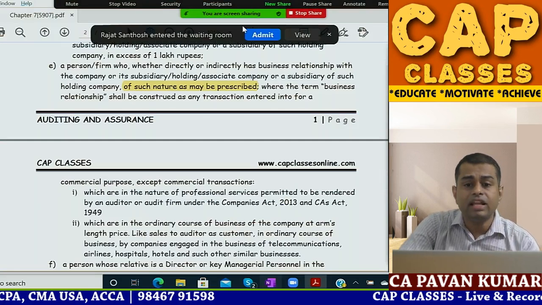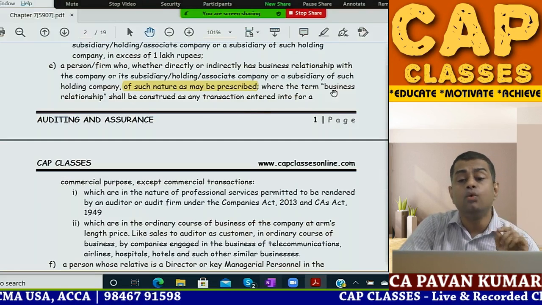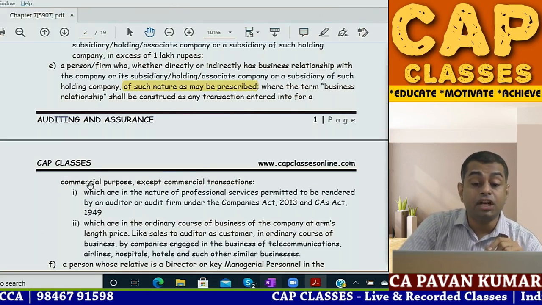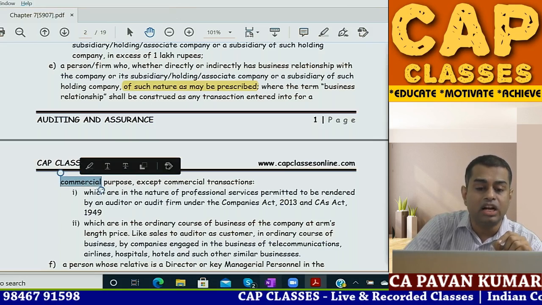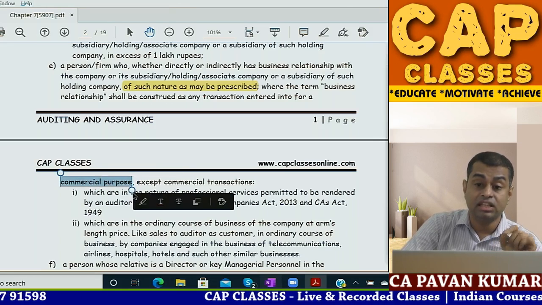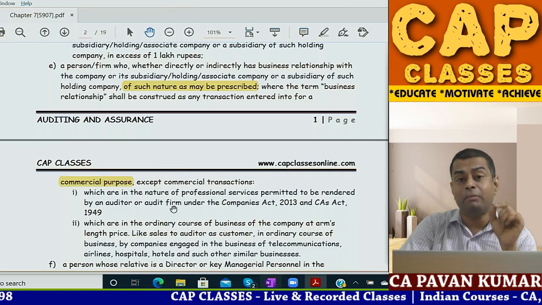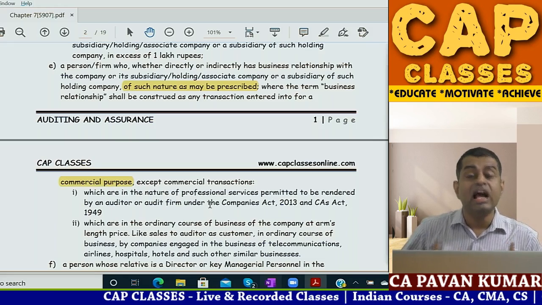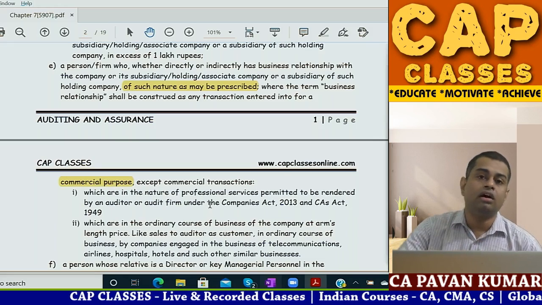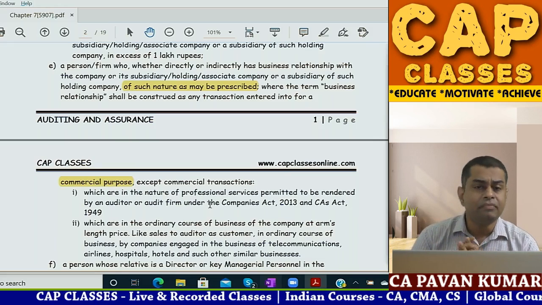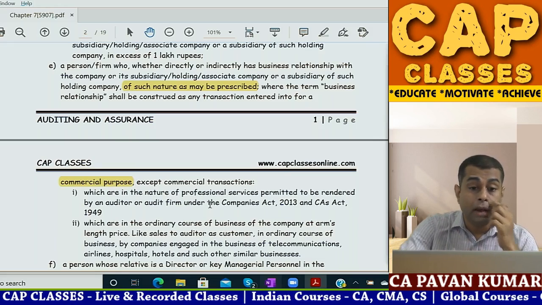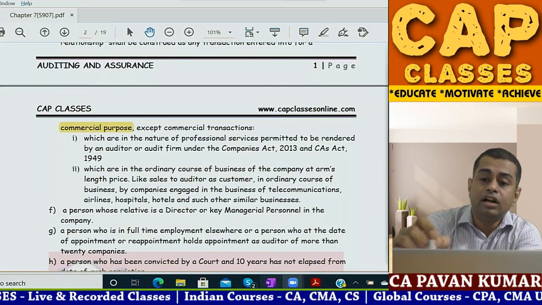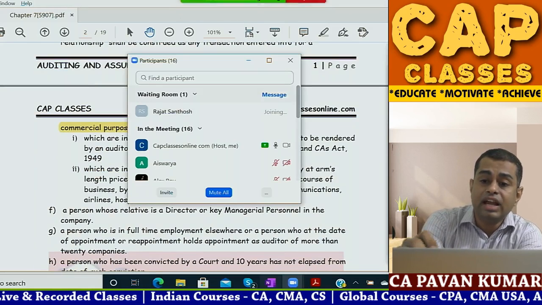So here they have given a prescribed manner where the term business relationship shall be construed as any transaction entered into for a commercial purpose. So what is this business connection? Business relationship means you are doing it for a commercial purpose to earn profits. So if I am taking services as a consumer, it is not a restriction here. I can take services of my client. Now, except commercial transactions. What is the meaning of the word except here? They used the word except here.